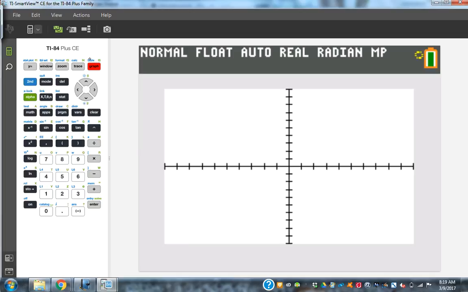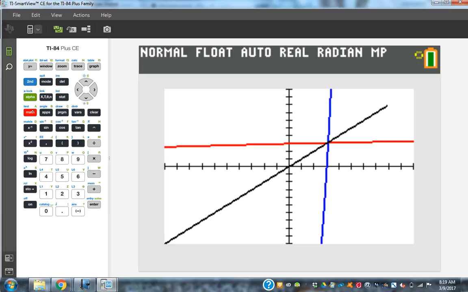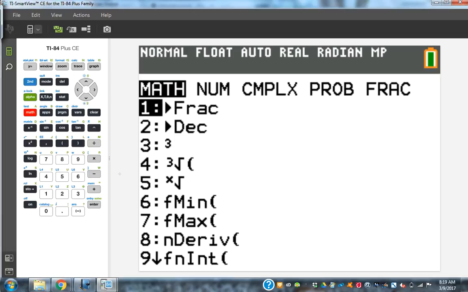The cube root symbol comes from pressing the math button. All right, so you press the math button, and then the fourth choice there on the first menu is where that is. If you need a 4th root, you can press the 5 button, and it'll put an empty box there, and you can type in whatever root you're dealing with.